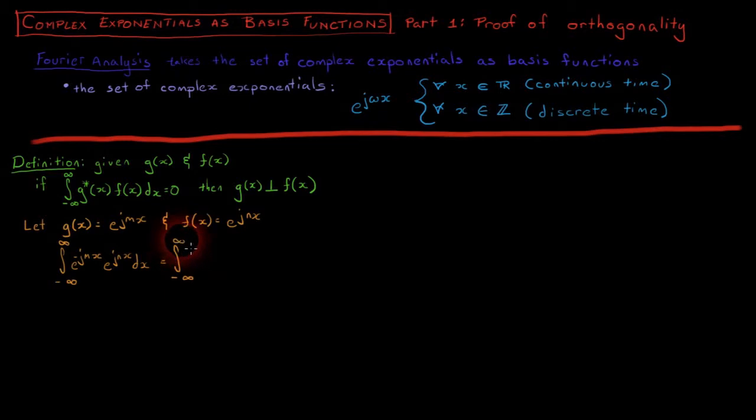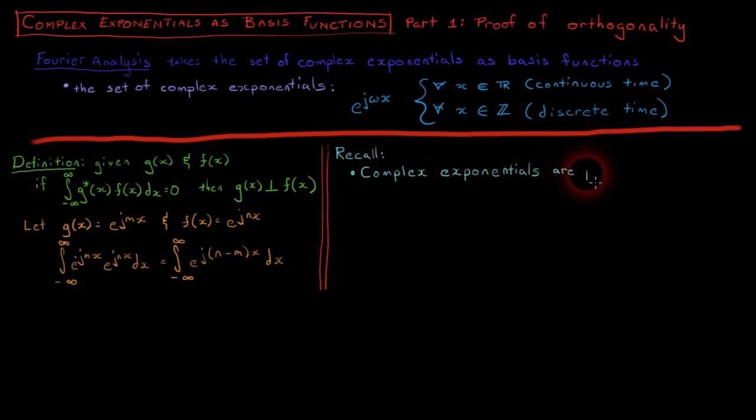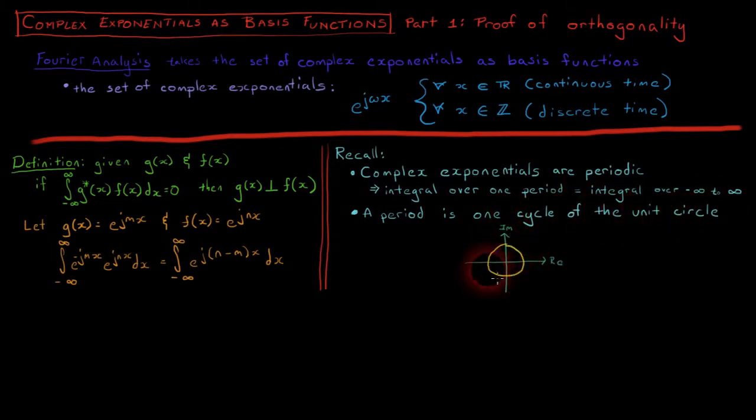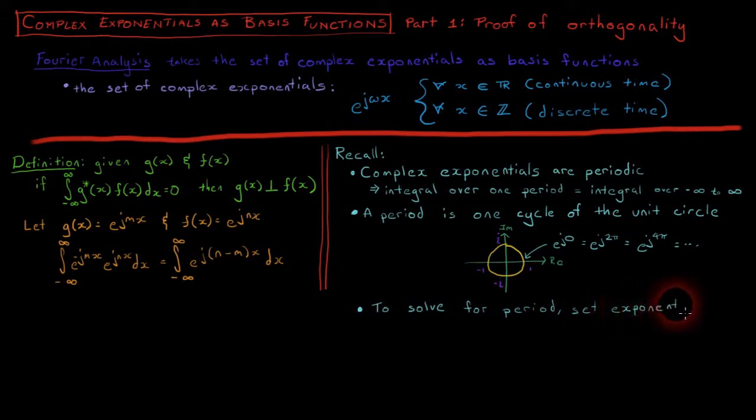Use the rules of exponentials to combine the terms. Next, we'll use the fact that complex exponentials are periodic. Because they're periodic, we only need to show that the inner product is 0 over 1 period. A period is one cycle of the unit circle, which occurs every time the exponent reaches some integer times 2 pi. So to solve for the period, we set the exponent to 2 pi and solve for x. We then change our limits of integration to just one period of the complex exponential.